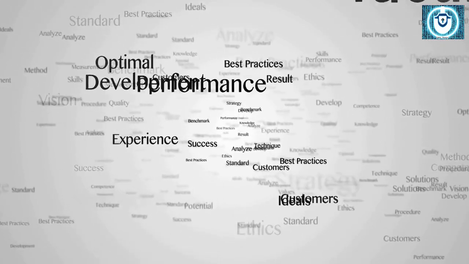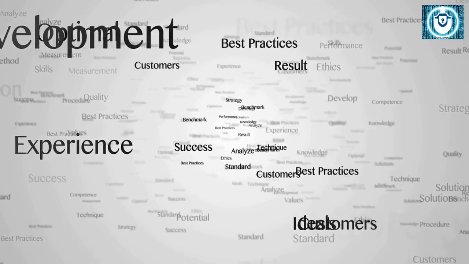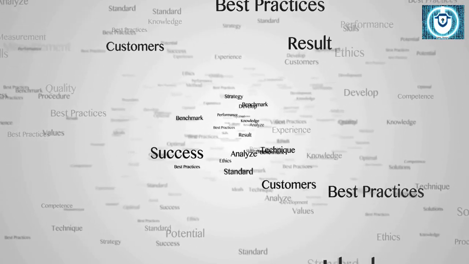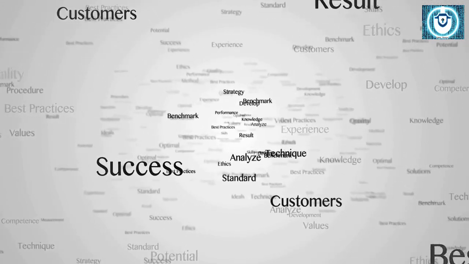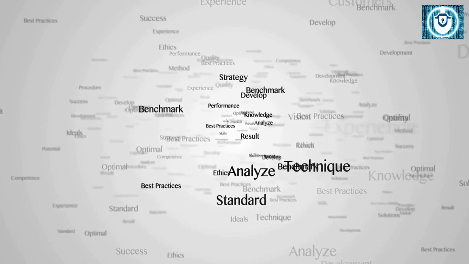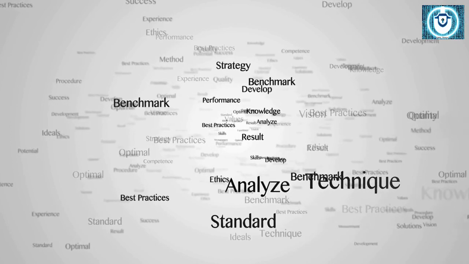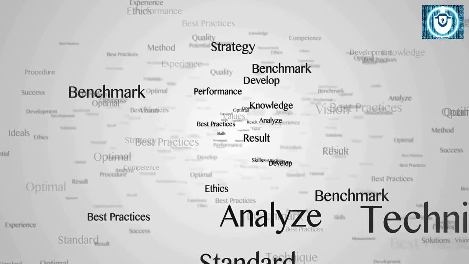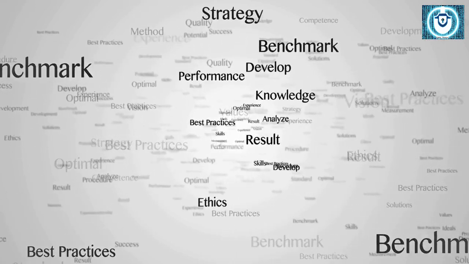Educating employees on security best practices. Employees are often the weakest link in an organization's security posture. By educating employees on security best practices, you can reduce the risk of human error and improve your organization's overall security. This can include training employees on password hygiene, phishing awareness, and safe browsing habits.